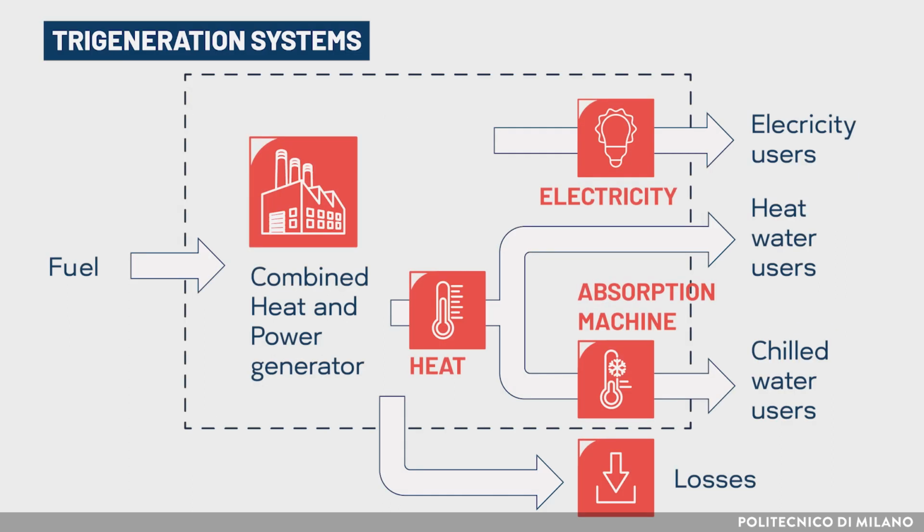Trigeneration systems also use heat to feed a refrigeration cycle, supporting a final use of space cooling or industrial refrigeration. In this case, we need a refrigeration device that can be activated with such recovered heat.